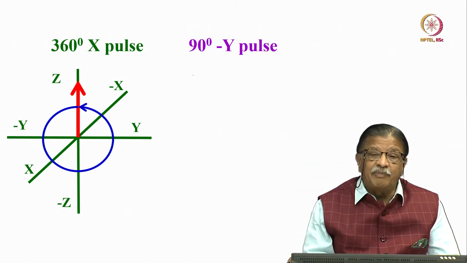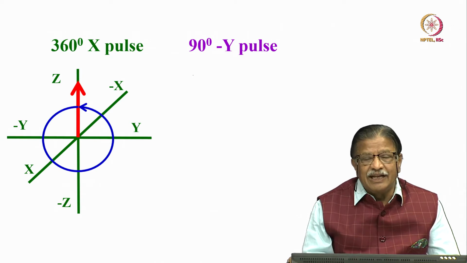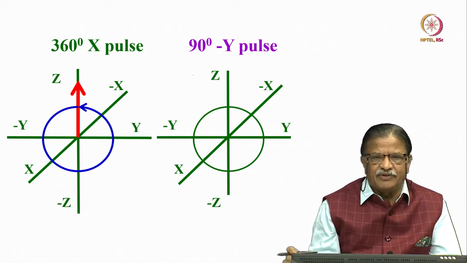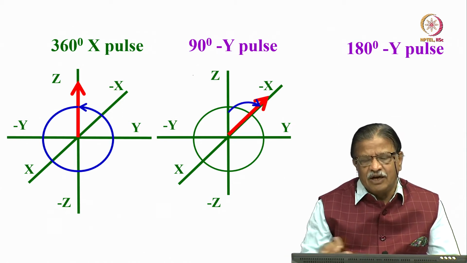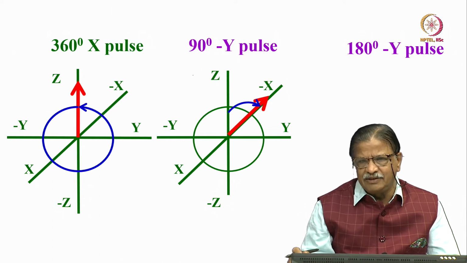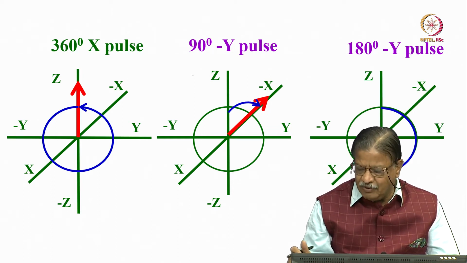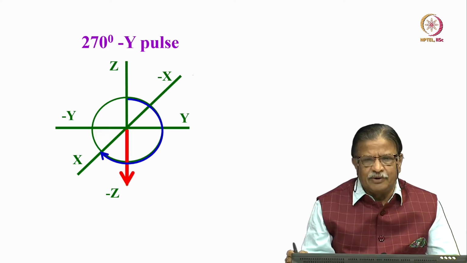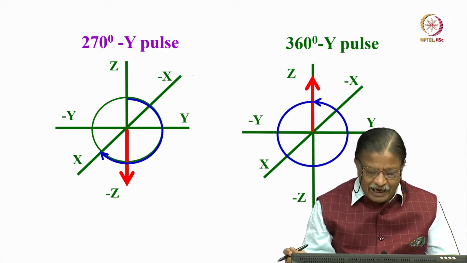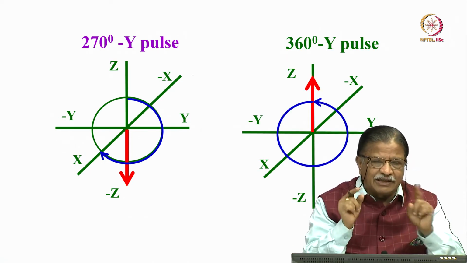Now, you can also apply the same thing with a 90-degree minus Y pulse. Instead of along the plus axis, you apply along the minus Y axis. See what happens: the magnetization rotates in the opposite direction. You take it to the minus X axis, and then continuing further, 180 will take it to minus Z, and then 270 will take it to plus X, and then 360 again brings it back to the Z axis. Again, one complete rotation of the magnetization.